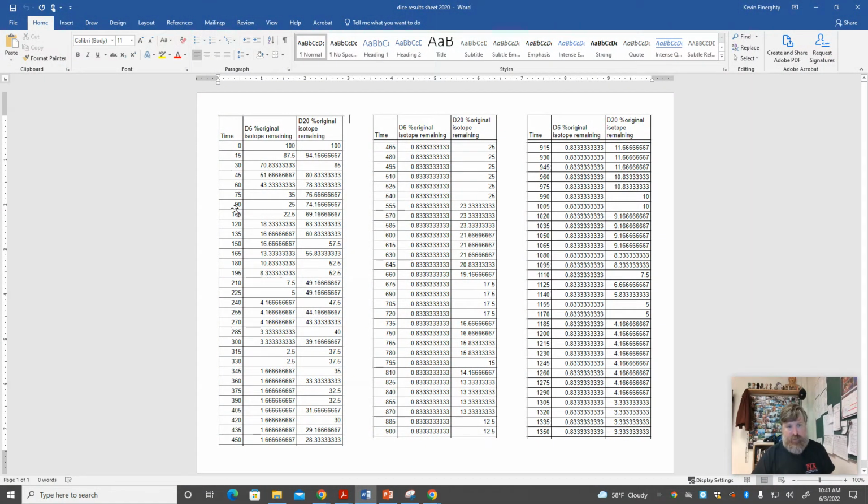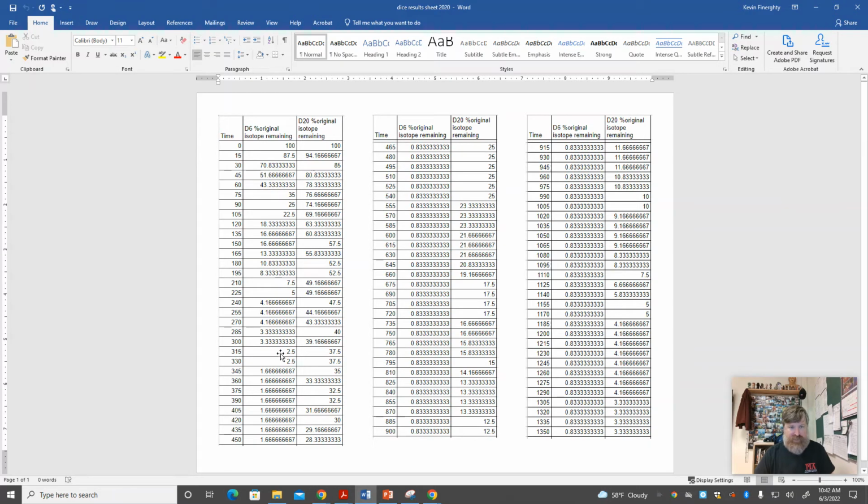Here's the amount of time we took. Each time we rolled, we let 15 seconds pass. That was about enough time to roll, look at the results, put the ones in the box, get back, have me count them, and all of that. So every 15 seconds was another trial, because that's how long it takes to roll a die once. And then this is how much was remaining, according to our experiment, after that much time.